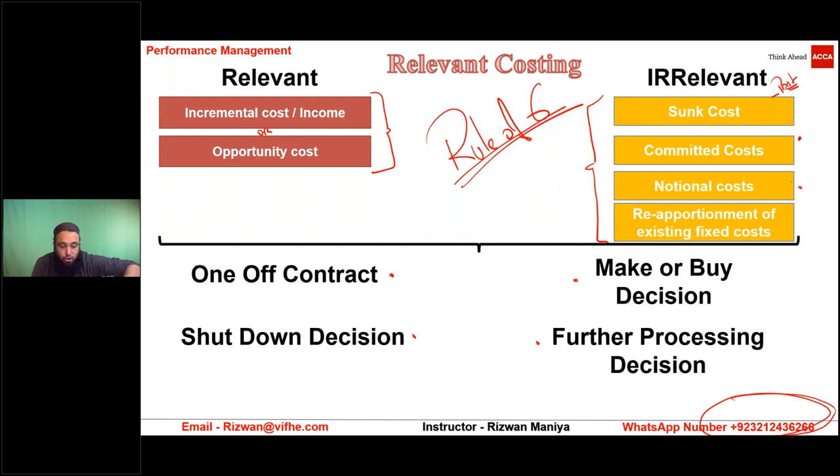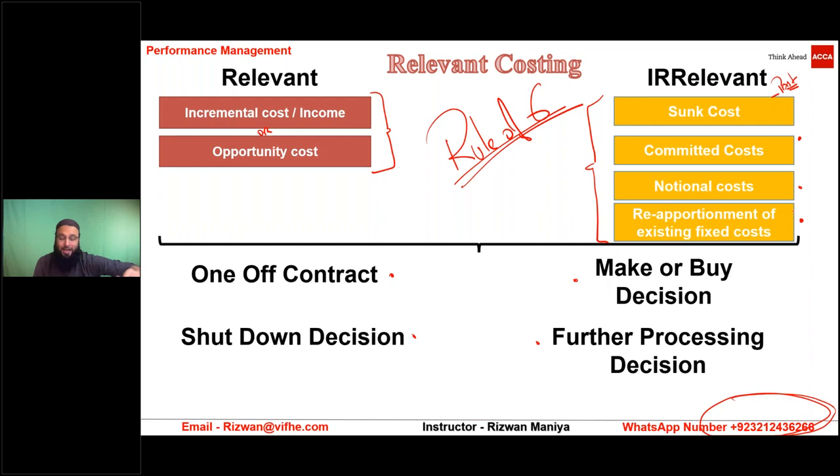Notional depreciation is an artificial cost. It's not a genuine cost. It's an estimated one. Any notional or imaginary cost is irrelevant. That is not a cash flow, to be honest. Okay? The notional depreciation is irrelevant.